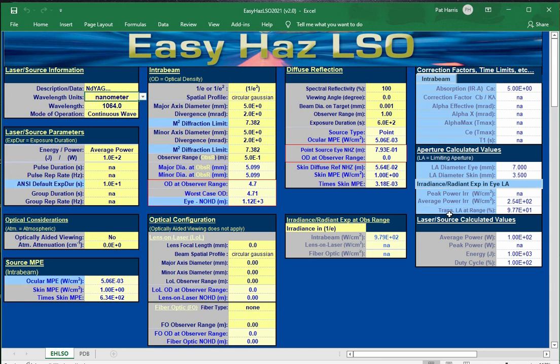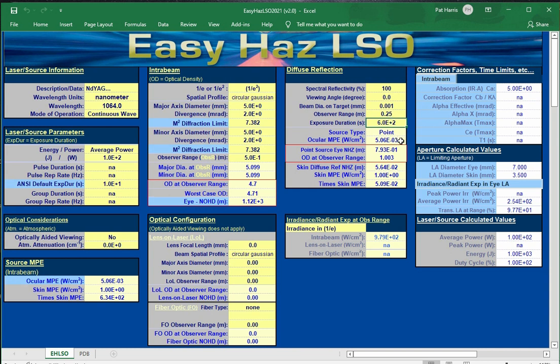All right. The diffuse reflection on this laser, we'll take a look at that. 100% spectral reflectivity. The viewing angle is 0. We'll keep a small beam on target because we are within the retinal hazard region. The source type can be point or extended depending on how far our observer is. And let's put our observer back to, say, a 1/4 meter here. And 600 second exposure duration.